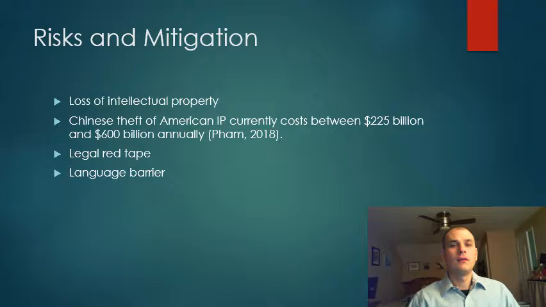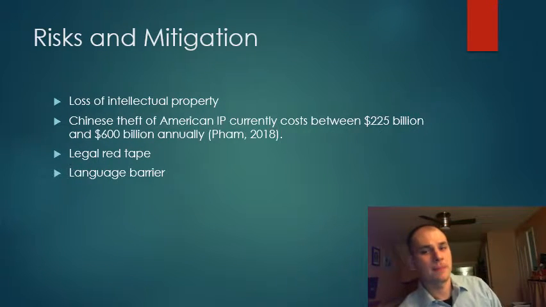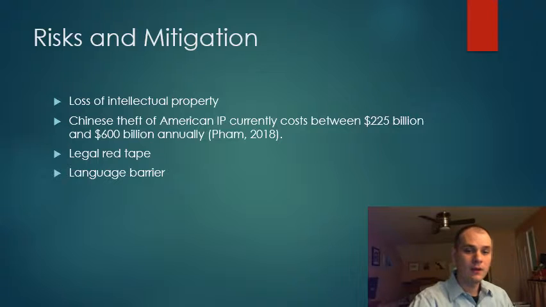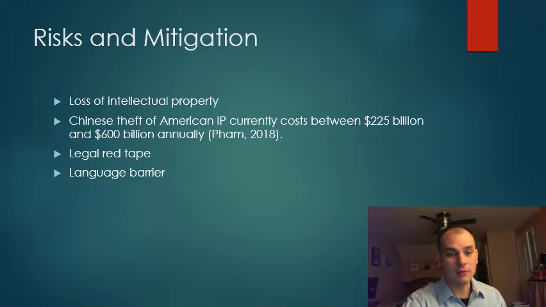Finally, we need to look at the risks that are involved with expanding business and how are we going to mitigate these things. When expanding business into China, one of the biggest concerns is the theft of intellectual property. Chinese theft of intellectual property, specifically, costs between 225 billion and 600 billion annually. As we said, there's no loopholes around the cybersecurity law. Logs are going to be looked at. So it's really just a matter of risk versus reward. China does have the reputation of stealing foreign intellectual property, so this is a legitimate concern.